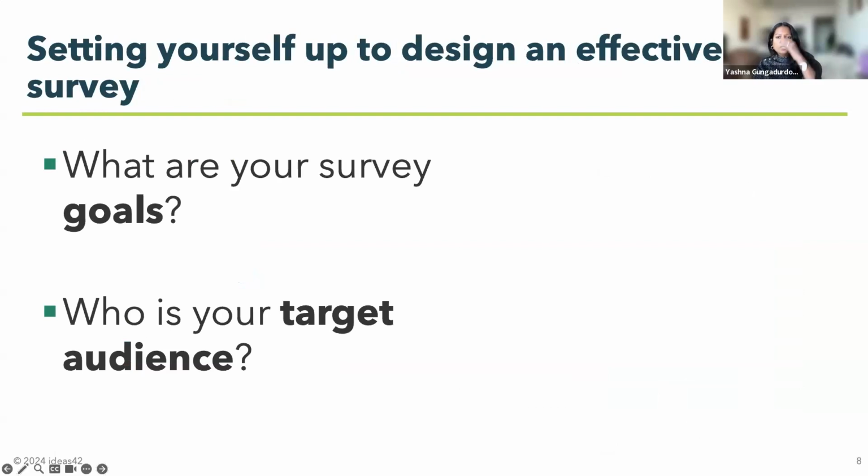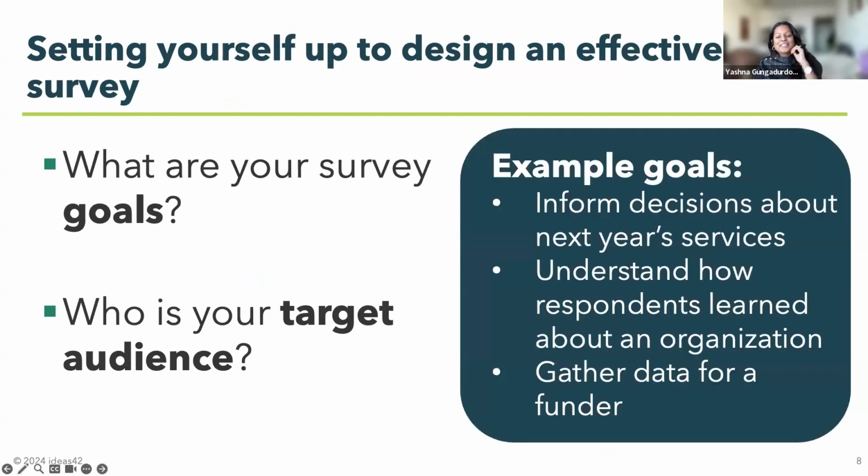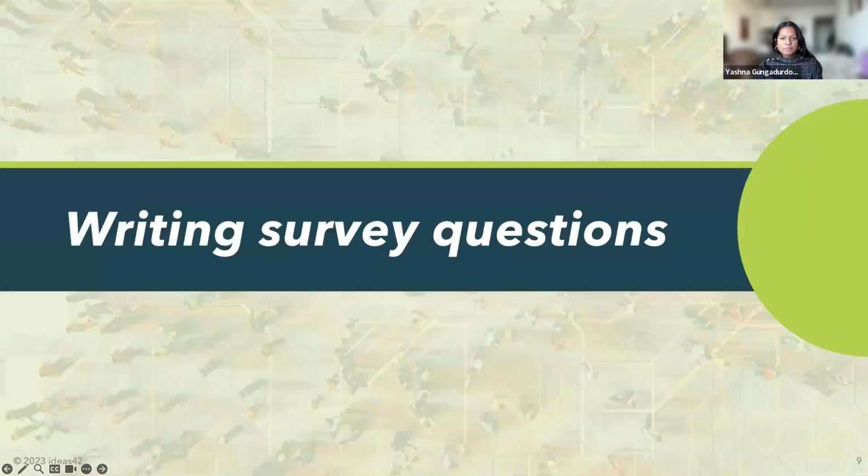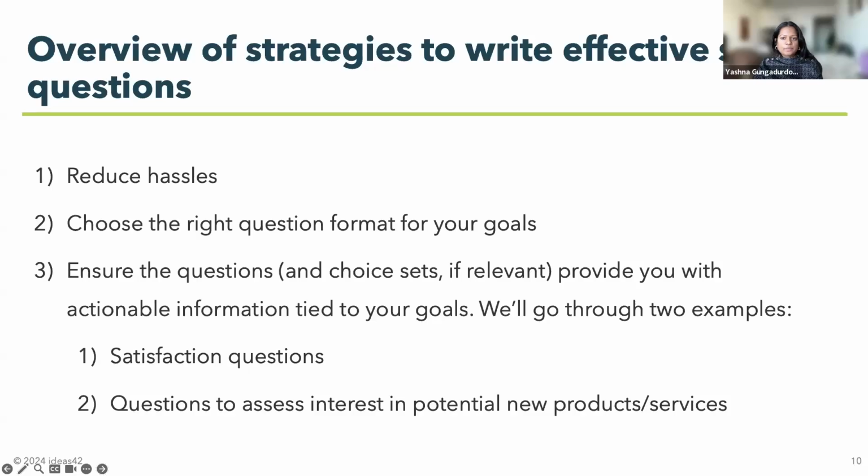As with any communication, an important first step to designing an effective survey is defining your goals and audience. So here are some examples of survey goals. You can, for example, decide to develop a survey in order to inform decisions about next year's services, or because you're interested in understanding how respondents learned about an organization, or because you need to gather data for a funder. Once you have answers to those questions and your goals are clear, you're ready to start writing your questions.